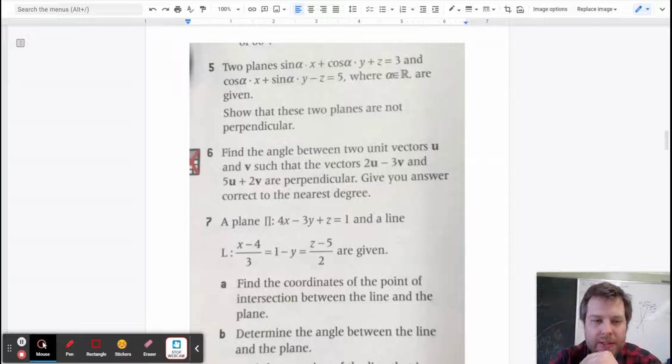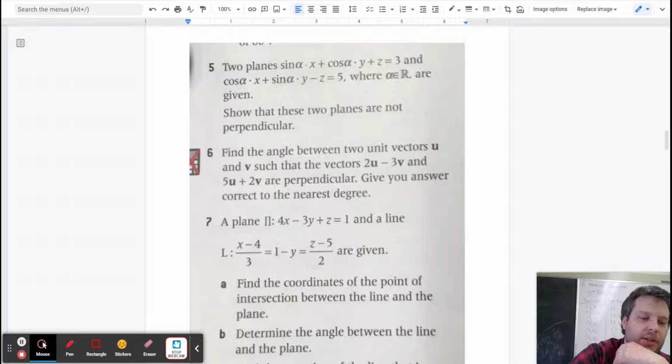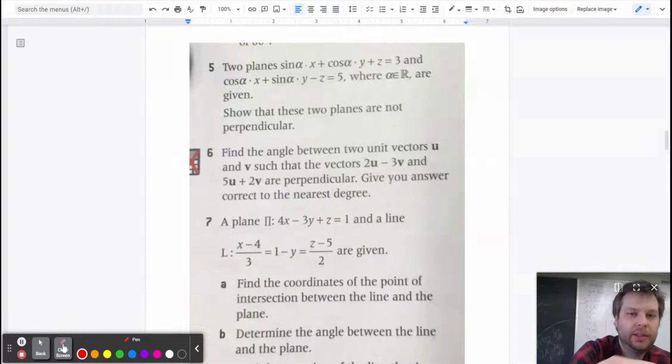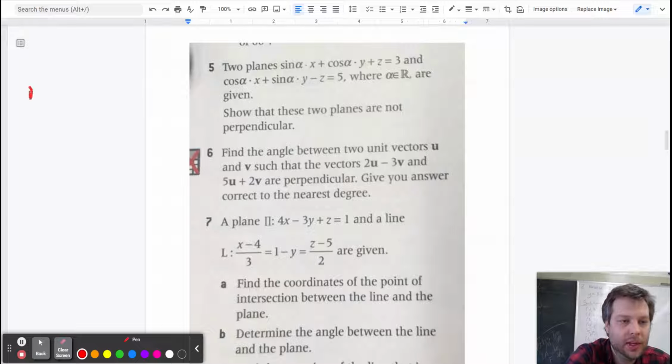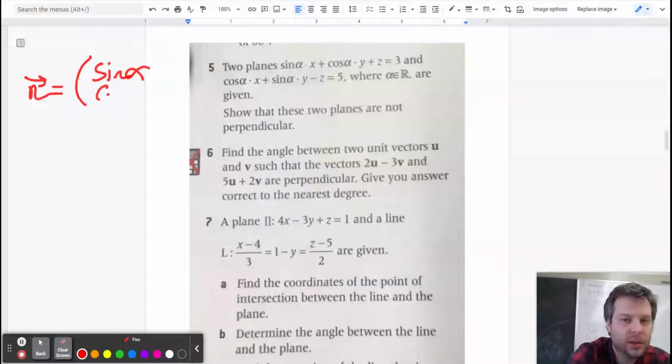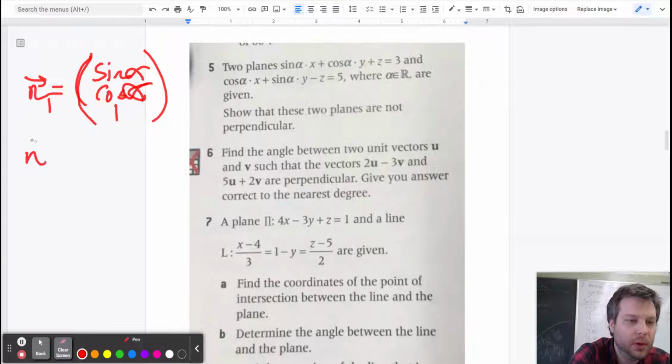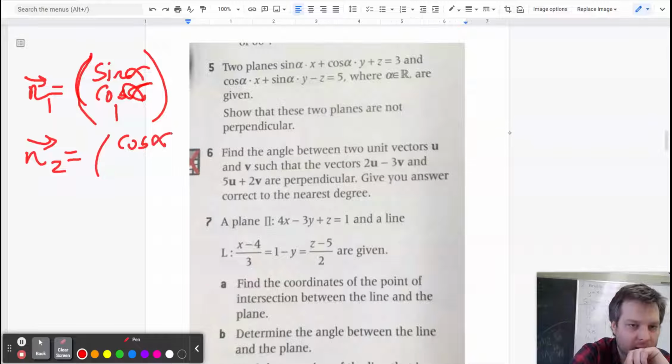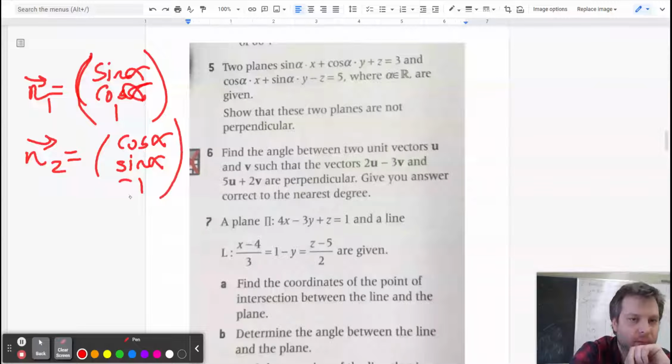We got two planes. This is problem 5. What I'm just going to do is read off the normal vectors from those planes. Plane 1 has a normal vector of sine alpha, cosine alpha, and 1. So this is normal vector number 1. Normal vector number 2 is cosine alpha, sine alpha, and negative 1.